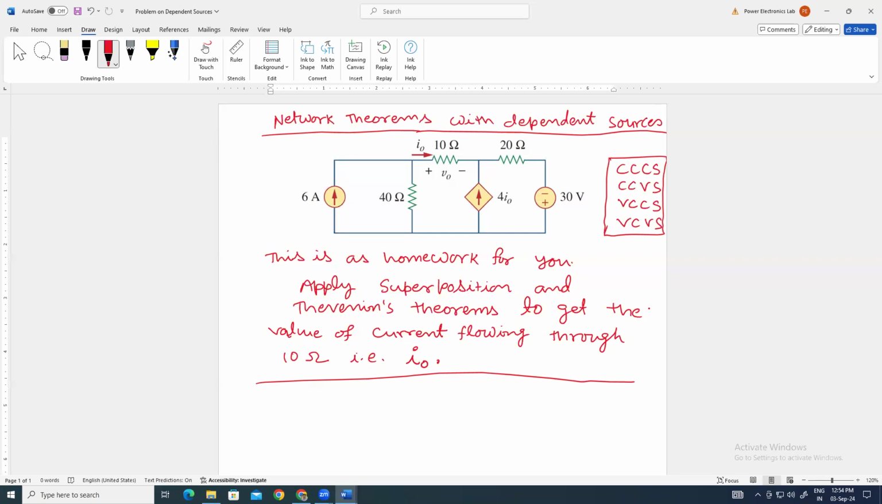एक बार में एक ही independent source को लेना है और उससे करंट वैल्यू फाइंड आउट करना है, हमको I naught फाइंड आउट करना है. तो I naught हम कैलकुलेट करेंगे by considering each source at a time.